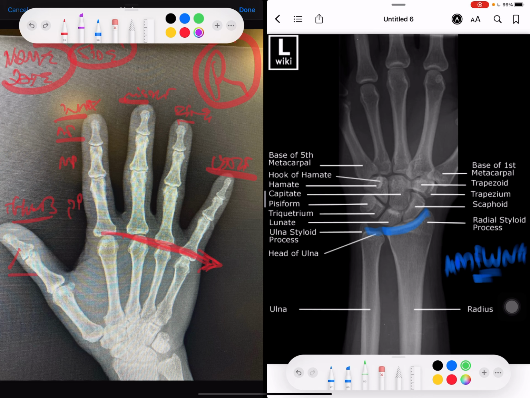This is very important when you see someone with a hand fracture. When you flex their fingers down, all of them should point towards the scaphoid here. They all should point towards the scaphoid bone.